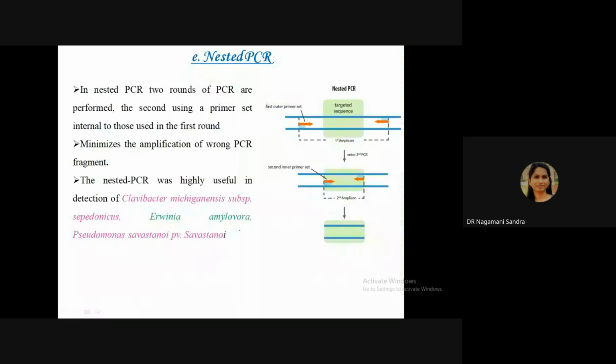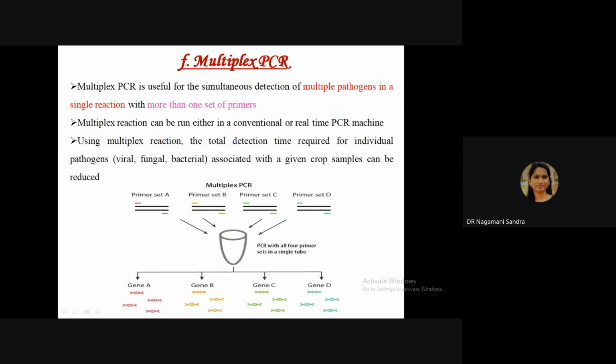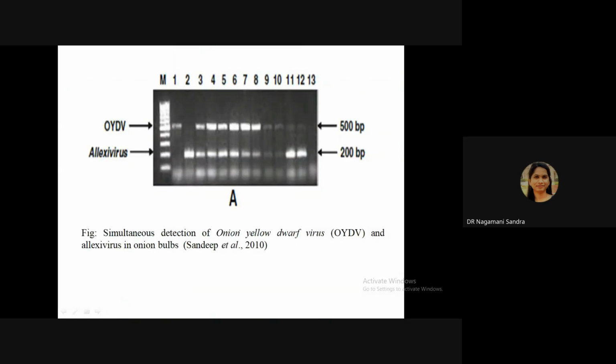Another one is multiplex PCR. In the previous lecture I showed the detection of multiple pathogens. If you want to detect multiple pathogens in a single reaction, then we have to standardize the primers initially for detection of different pathogens, like tomato leaf curl New Delhi virus. By standardizing the primer conditions, we can detect them in a single reaction. Here you can see detection of onion yellow dwarf virus and LXZ virus simultaneously in a single PCR reaction. In these 13 samples, the presence of both viruses can be detected in a single reaction.